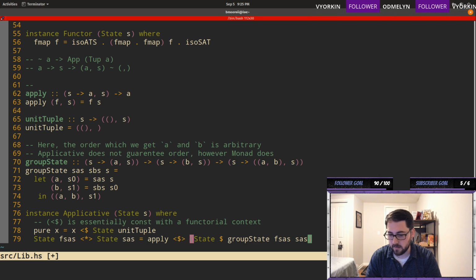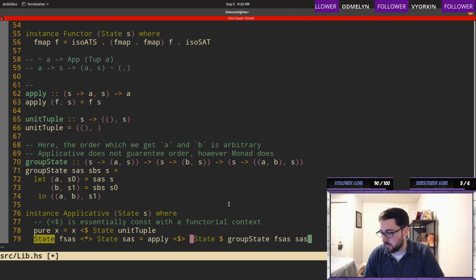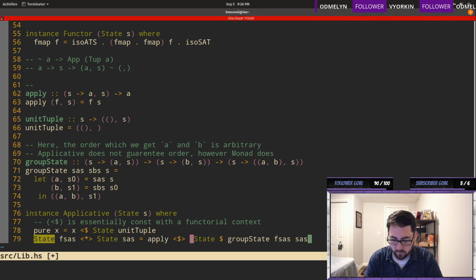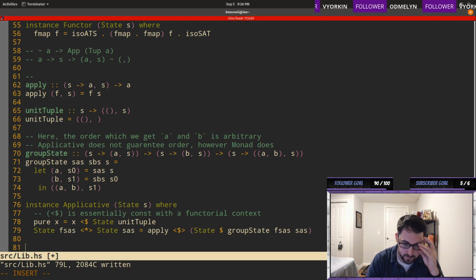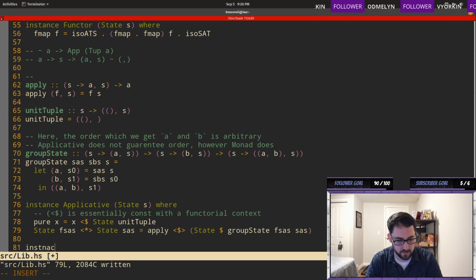I mean, if you really want to use $, you can just write... Yeah, if group state was written such that this just said state, that's its state, that's its state, it would be a lot easier. It would just be apply fmap group state fsas sas without these. But it's fine. This is what we wrote. So we'll deal with it. I don't think it looks that terrible. I get it now. I was just being an idiot. Sort of my normal state.